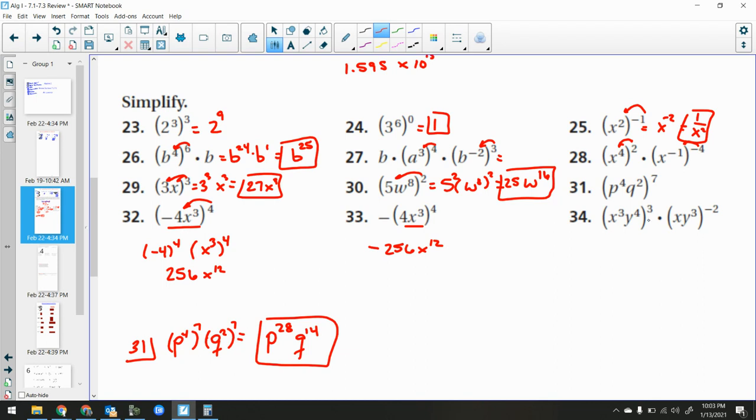Okay, and our last one here for this set, number 34. I multiply in those powers, I get an x to the 9th, y to the 12th, times x to the negative 2nd, y to the negative 6th. Combine like terms here: x to the positive 7th, y to the positive 6th, and that's my answer.